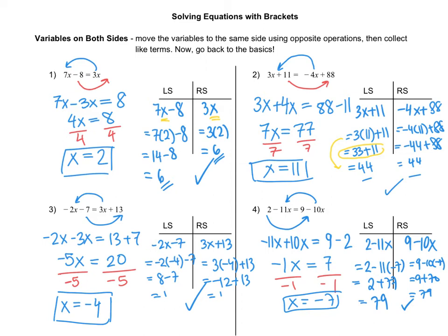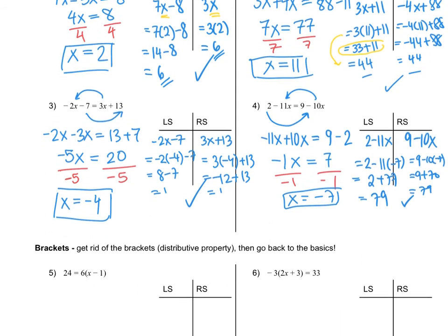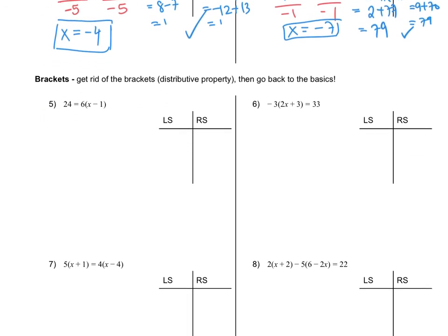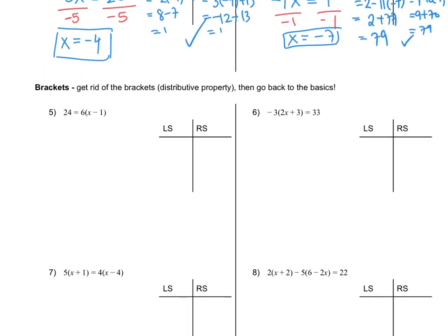Let's bring in the brackets. And really, the only difference with the brackets is you have to do some distribution, and then you're back to the basics. So in this first example, we have 24 equals 6 times x minus 1. Let's get rid of that bracket by bringing the 6 in. So the 24 stays as is, and then 6 times x is 6x, and 6 times negative 1 is negative 6.